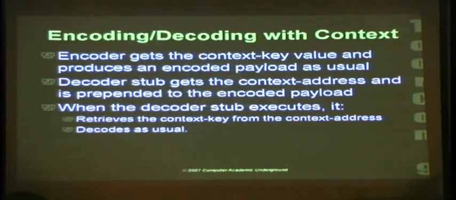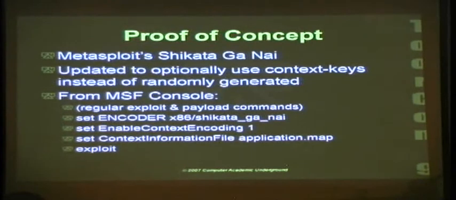All right, so encoding and decoding with context. Basically, the encoder gets the context key and it works as normal. The decoder stub gets the context address, and when it runs, it's going to go retrieve the key from that address. So once it's done that, it just decodes as usual because it has the key. All right, so proof of concept.